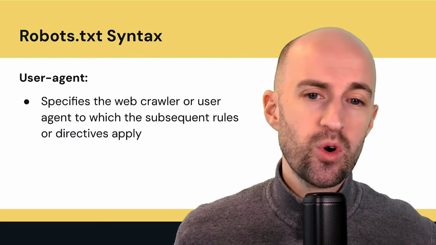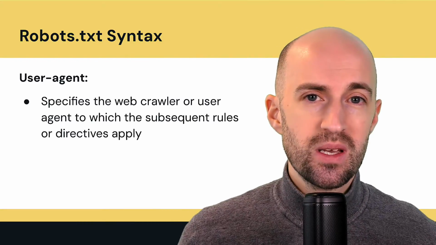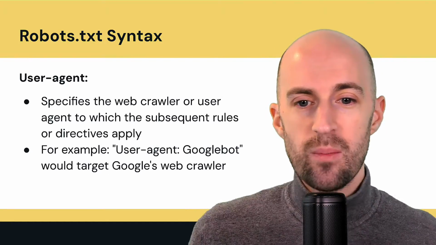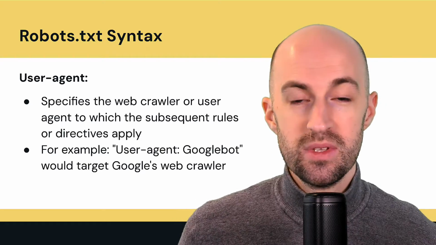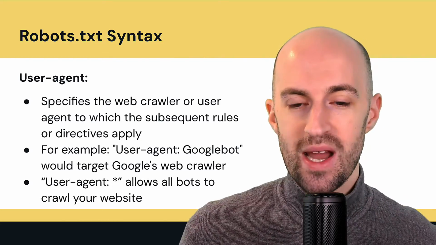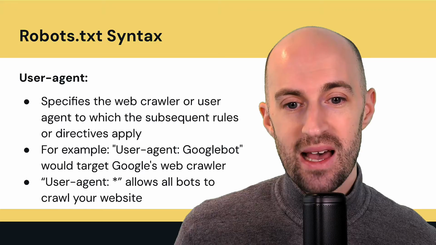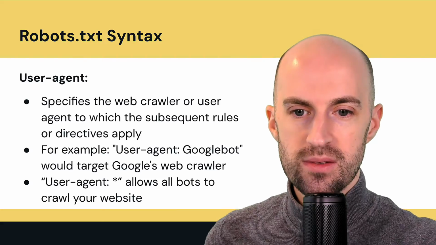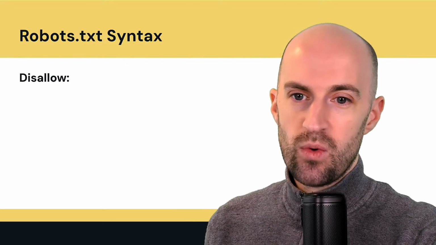Now let's explore some robots.txt syntax so you understand how to use some of the directives on there. So user-agent, this directive basically specifies the web crawler or user agent to which the subsequent rules below that or the directives below that apply. For example, you can have a user-agent Googlebot, and this would target Google's web crawler with the rules underneath. User-agent star, this allows all bots to crawl your site. So this is basically a blanket for every single bot. Then you have disallow, like we hinted at previously.